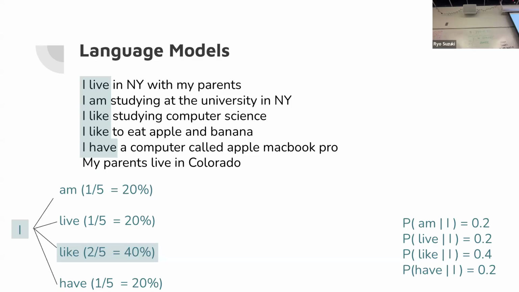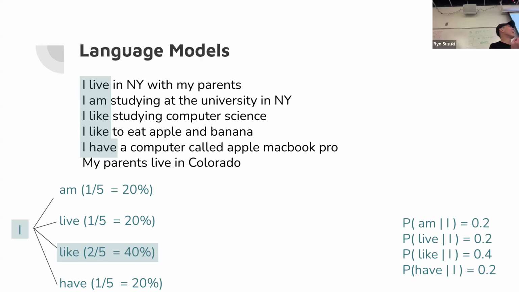is? Okay, if you look at the count, given I, the next word is 1 out of 5, right? So which means the probability is how much? Yeah, 1 out of 5, so it's 20%, right? And live is the same way. If you look at live, it's only 1, so 1 out of 5, 20%. Like there are 2, so 2 out of 5 is 40%, and have is 20%. So that is a probability distribution. I mean, you can actually calculate it.